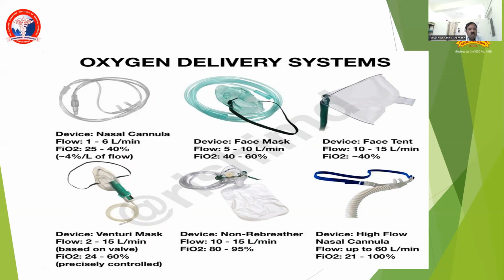Okay. First one is the nasal cannula, wherein we can deliver oxygen up to 6 liters per minute, which can increase the inspired oxygen concentration from 25 to 40%. Usually low flows are preferred. Face mask acts as a reservoir. Here a flow rate of 5 to 10 liters per minute is maintained to achieve an inspired oxygen concentration of 40 to 60%.